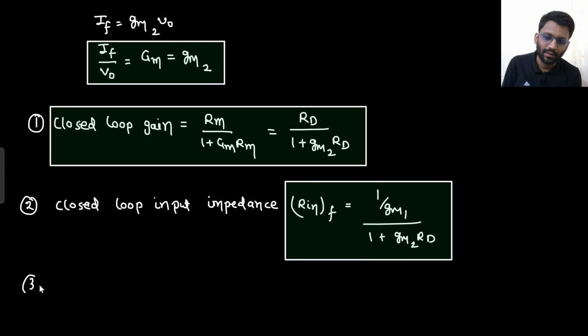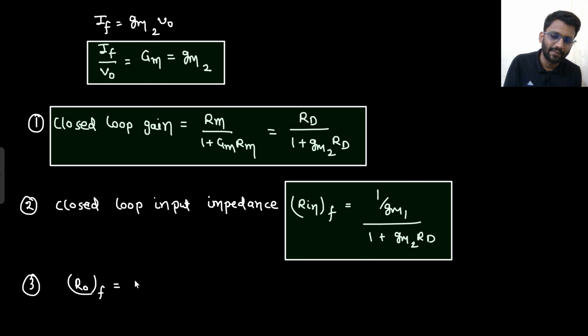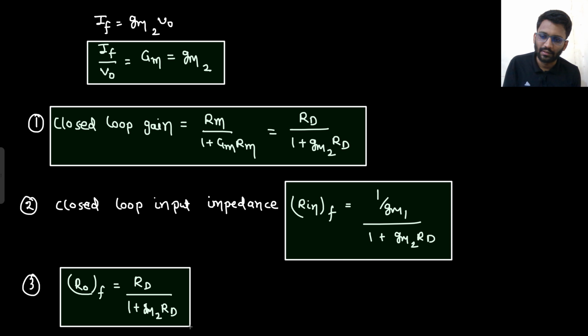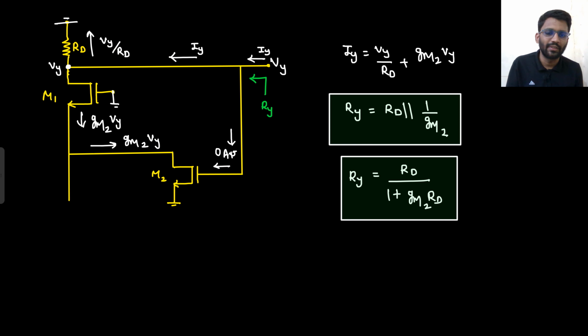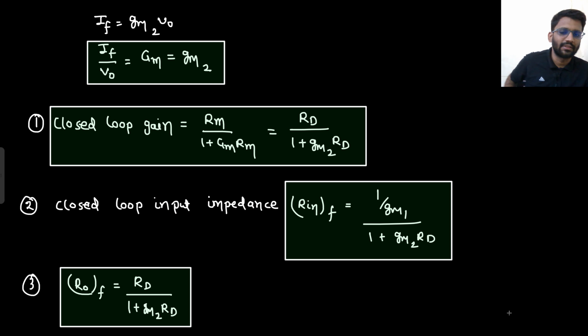What about your R0 with feedback? This should also be decreasing. R0 without feedback was RD. So RD upon 1 plus gm2 RD. That's it. Did I calculate the same values previously? RD upon 1 plus gm2 RD, and 1 by gm1 upon 1 plus gm2 RD. Everything is similar. So I hope you are understanding the concept here.